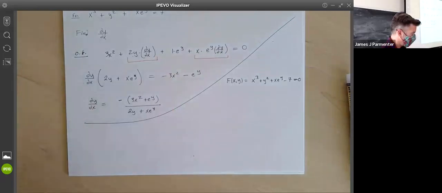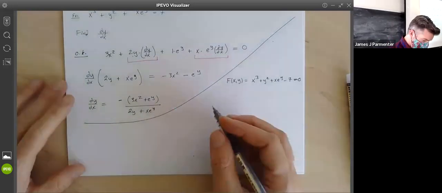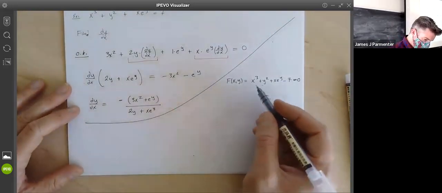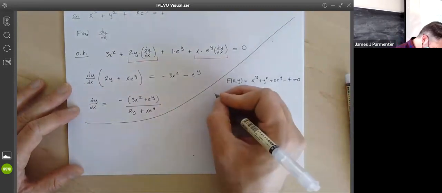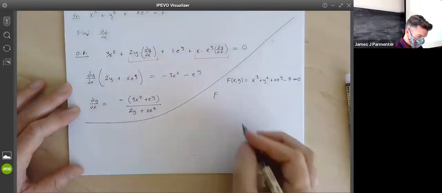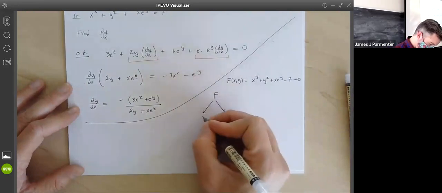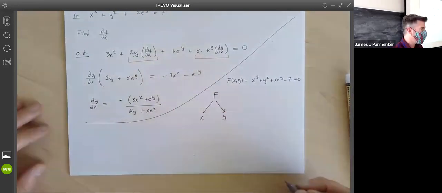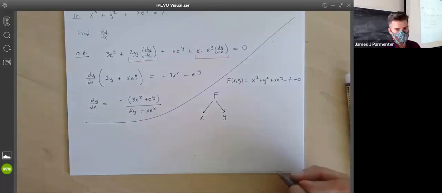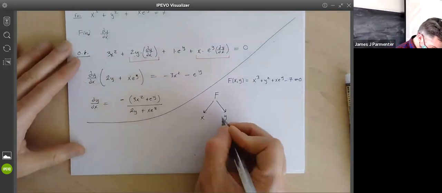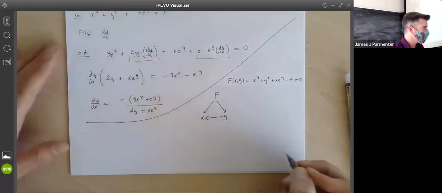So now I'm going to say that my function f is a function of what two variables? Well, x and y. But also, and this is where the diagram always felt tricky to me when I was a student, y also depends on x.